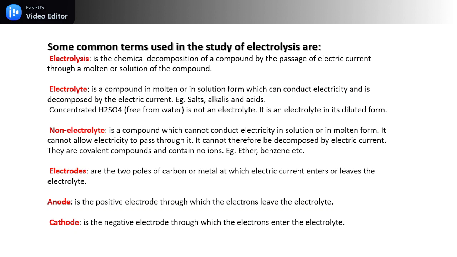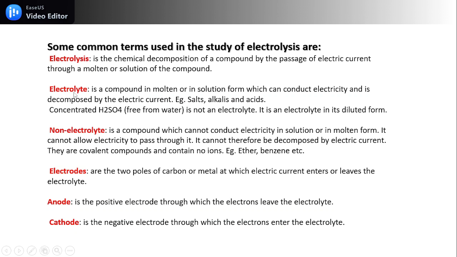So the process of the chemical decomposition of a compound by the passage of electric current through the solution of the compound is known as electrolysis, while an electrolyte is a compound in molten or in solution form. So we stated that an electric current will pass through a molten or solution of a compound. The solution of the compound that is being referred to here is the electrolyte, which implies that the electric current is passed through the electrolyte, and which makes the compound decompose. Which also implies that electrolytes are compounds.